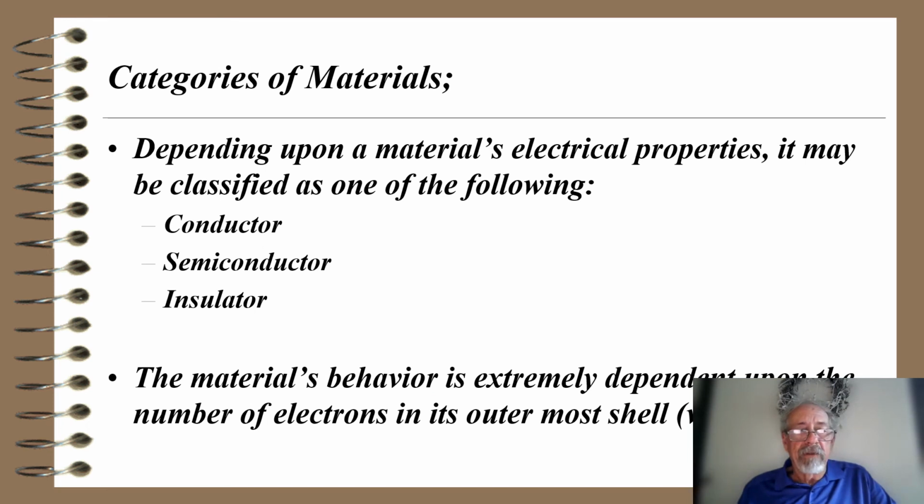So that gives rise to various categories of materials. Depending upon a material's electrical properties, which again is how the electrons are arranged in the orbits, it may be classified as one of the following: a conductor, a semiconductor, or an insulator. So the material's behavior is extremely dependent upon the number of electrons in its outermost shell, which we call the valence shell.